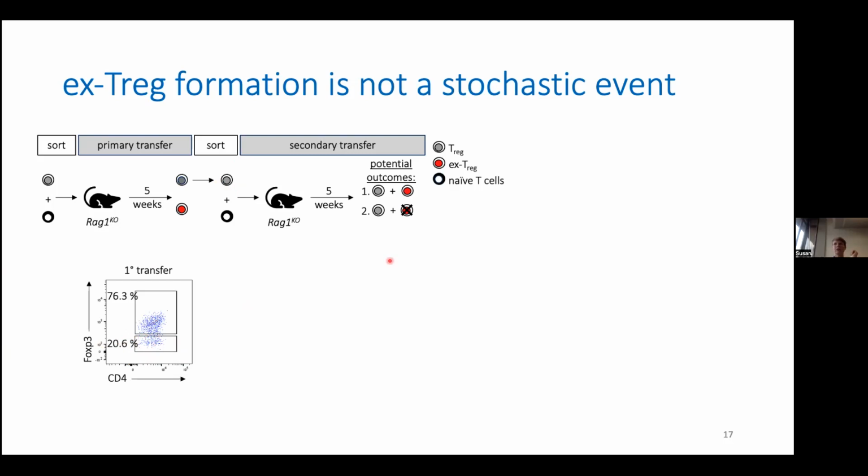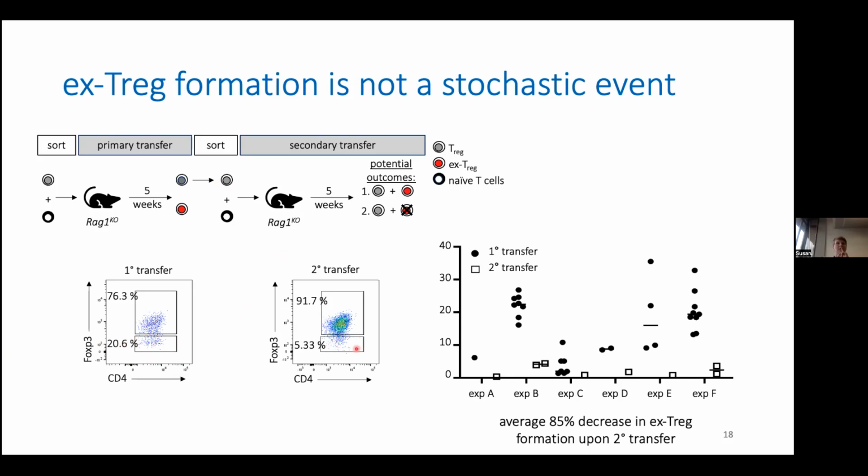While upon secondary transfer, voila, this population is basically gone. Yeah, there's a few cells in this FOXP3 negative gate, but it's not actually even forming a population. And what we see is that the decrease in the ability of giving rise to ex-Treg, and we've performed this experiment 7 times, is about 85%. So this population, once purged of the unstable clones, is highly, highly stable.